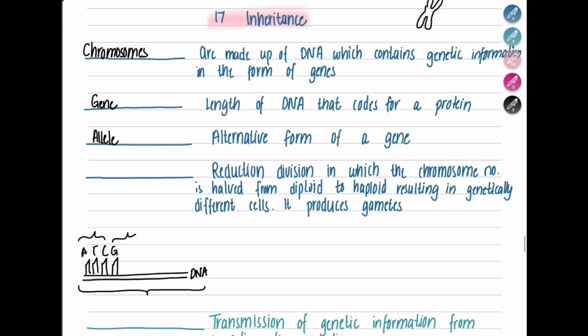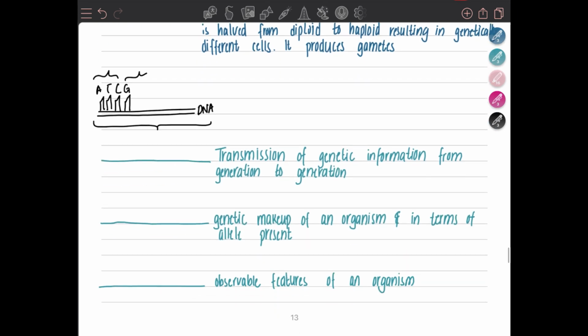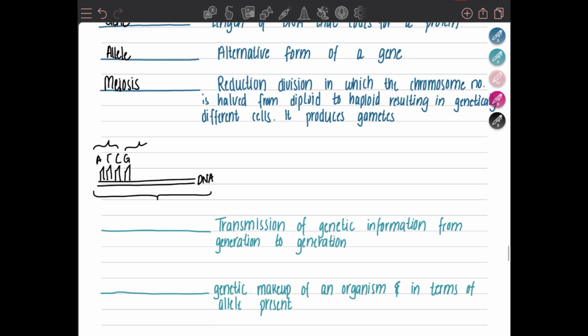Next, reduction division, in which the chromosome number is halved from diploid to haploid. That is going to be meiosis. Meiosis is a form of reduction division. Remember, mitosis is also a form of division, but the chromosome number is not halved. A diploid remains diploid. And it's useful for growth and for repair of our cells. It occurs in all cells, while meiosis only occurs in reproductive cells.